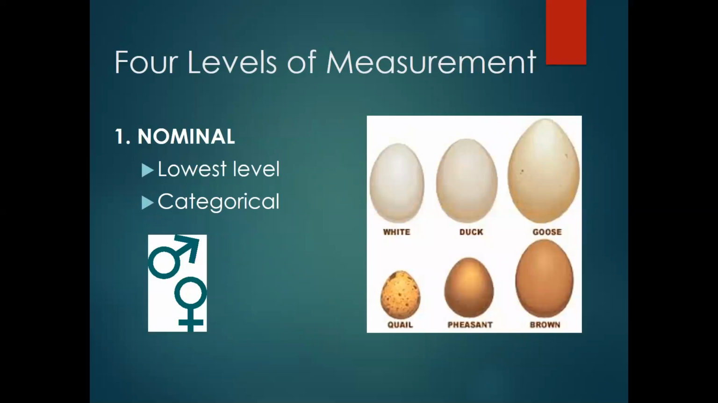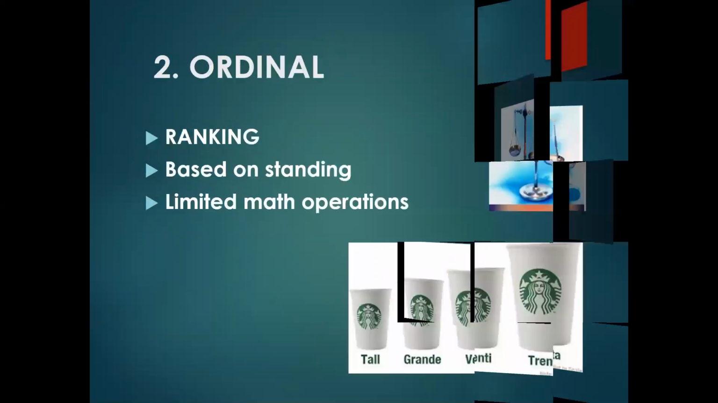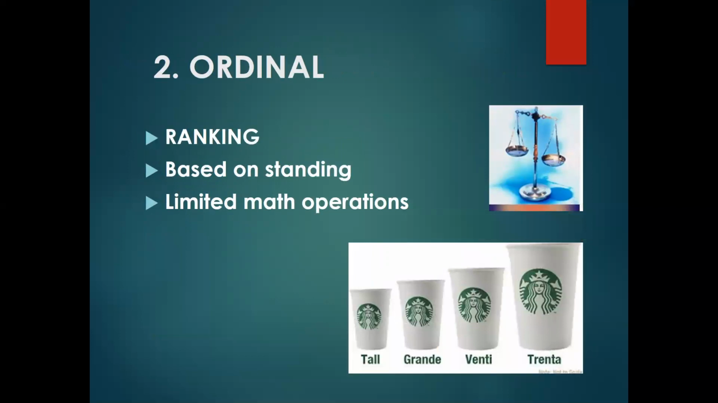There are 4 levels of measurement, and you will have some practice using these. The first is nominal, which is the lowest level, and we just put things in one category or another. Nominal comes from the word name, so remember this is simply a name that's given a number. Ordinal has to do with ranking. It has limited math operations. There's very little relationship between the different numbers. They're just placed in an order.